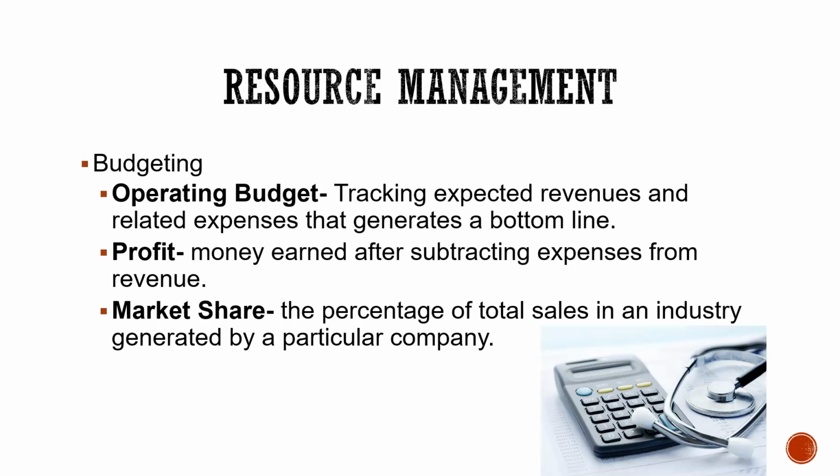Within this, we have to have an operating budget. This is tracking your revenue, the money that you're taking in, versus expenditures, the money that's going out, and that you need to have your business. Profit is what's left over after taking your money in and paying your expenses out. Market share is looking to see how much of that business is coming towards you.